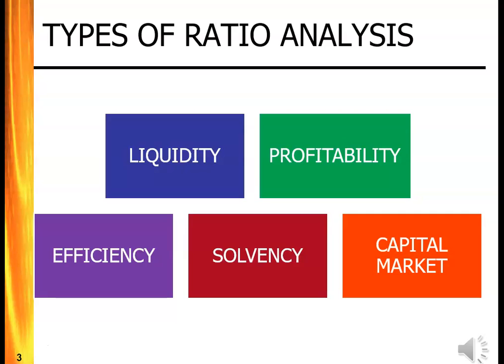The ratios can belong to the window of liquidity, where the ratios are calculated to explain how fast the assets can be liquidated or turned into cash, so that they can use that cash to pay their short-term obligations. So liquidity basically wants to know whether you can pay short-term obligations or short-term debt.